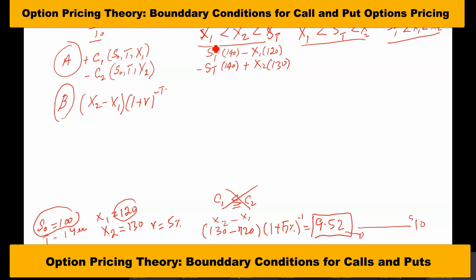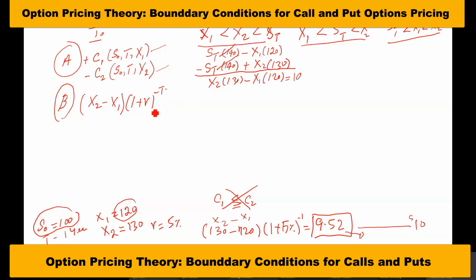So you see, in this case, both the options are in the money: the option that I have purchased and the option that I have written. This is the payoff from portfolio A. This will cancel with this and I am left with X2, which is 130, minus X1, which is 120. So you can see my payoff is effectively $10.